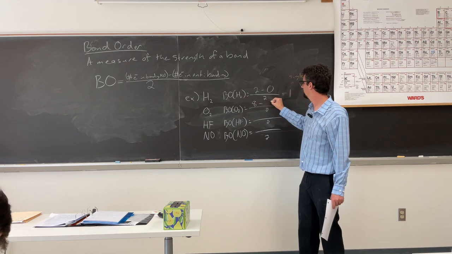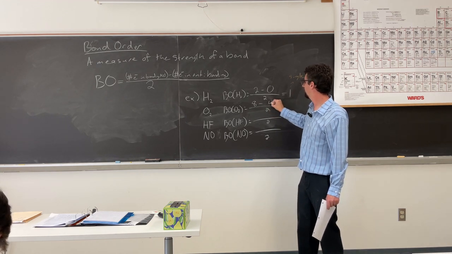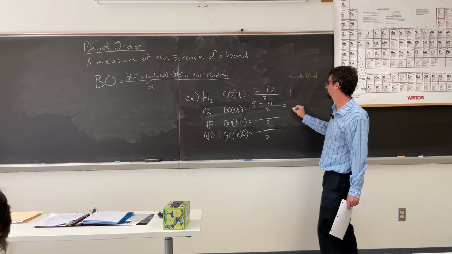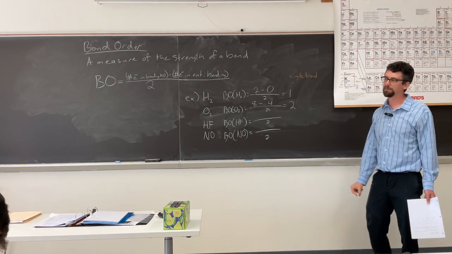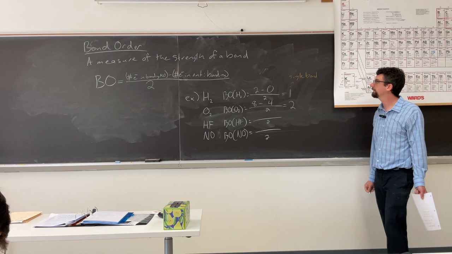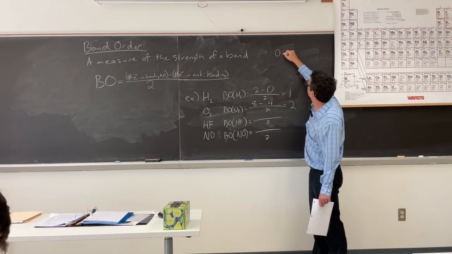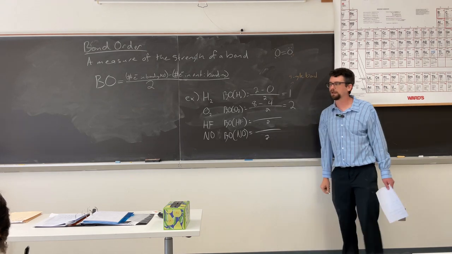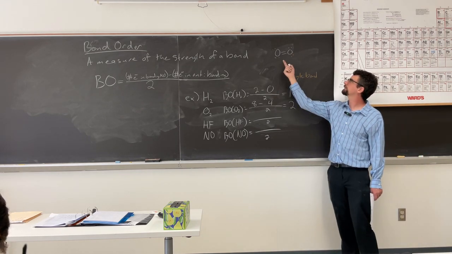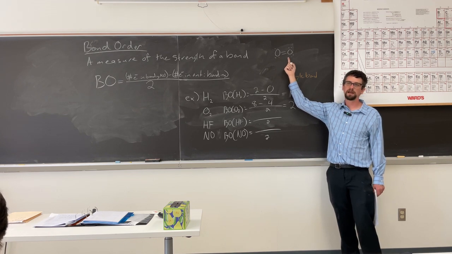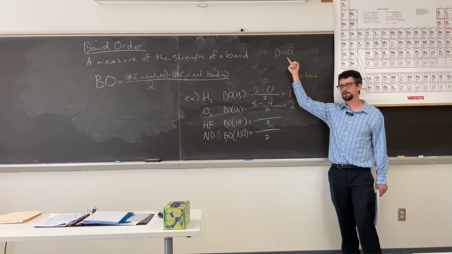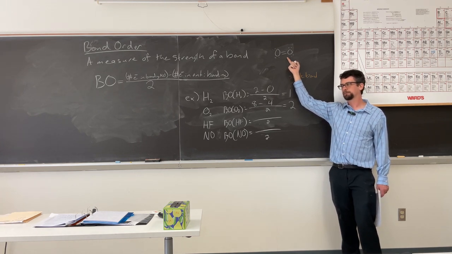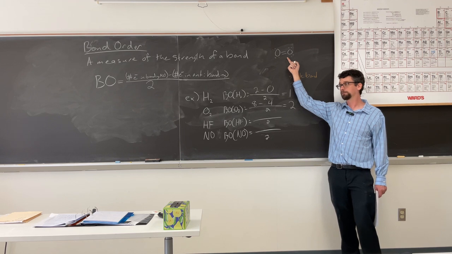Minus 4. Total of how much? 2. What does that mean? Double bond. When we draw the Lewis structure of oxygen, we draw it as a double bond. I ask students in general chemistry, why is this so reactive even though it has a double bond? It is a diradical. We draw it this way.